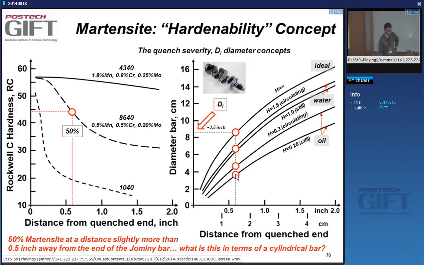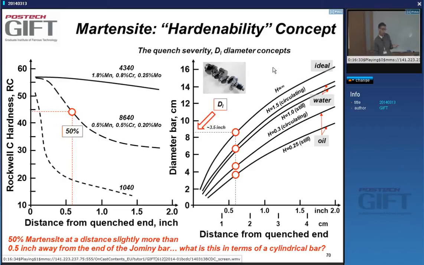When we quench, you do a Jominy test, you basically use tap water, at around 20 degrees. You just quench this end, right? So it's a very high quenching rate, cooling rate. But for bars that you use in practice, you can use water. You can use circulating water. You can use still water. You can use oils. The oil can be circulating. The oil can be still.